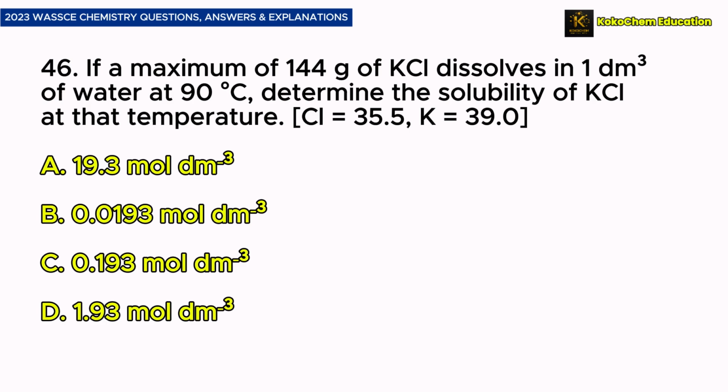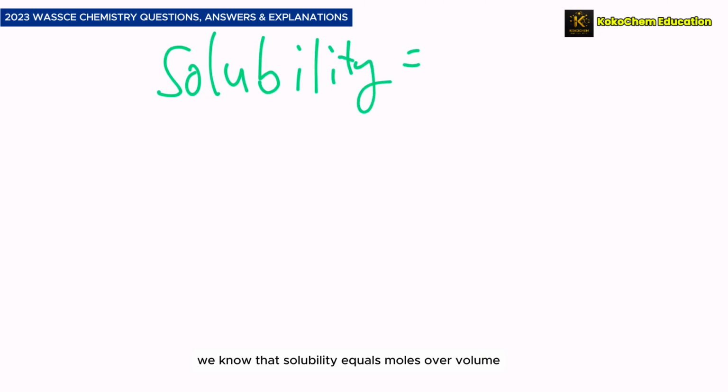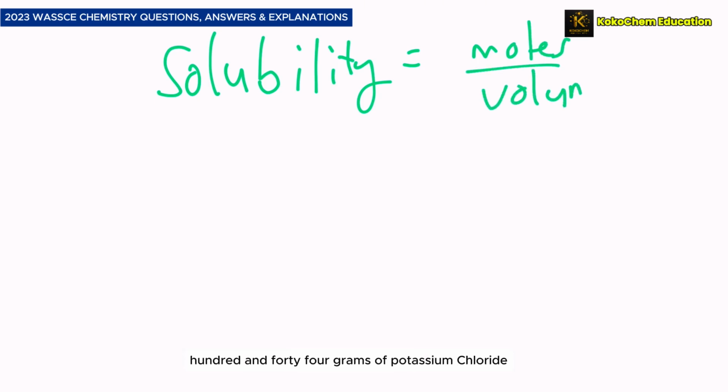The correct answer is D, 1.93 mole per dm cubed. Explanation. We know that solubility equals moles over volume, and we are told that 144 grams of potassium chloride will dissolve in 1 dm cubed of water.